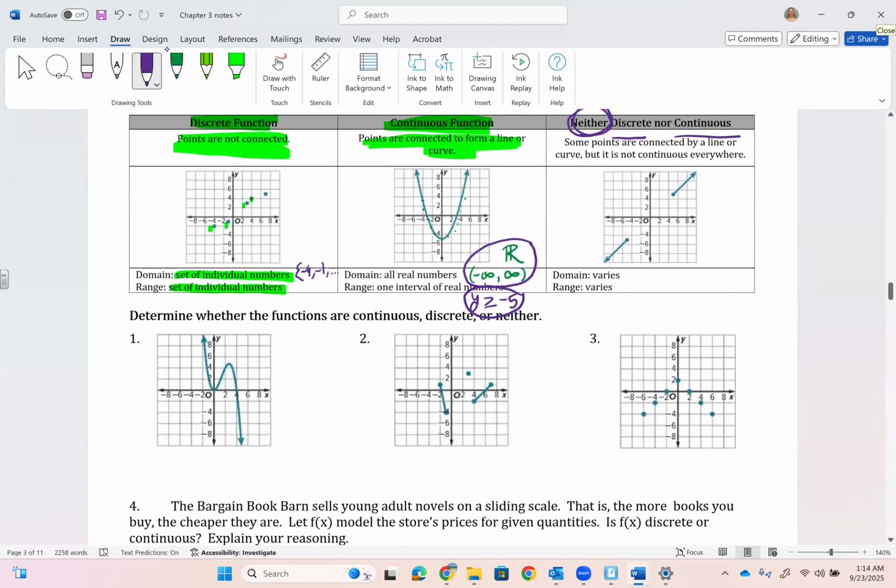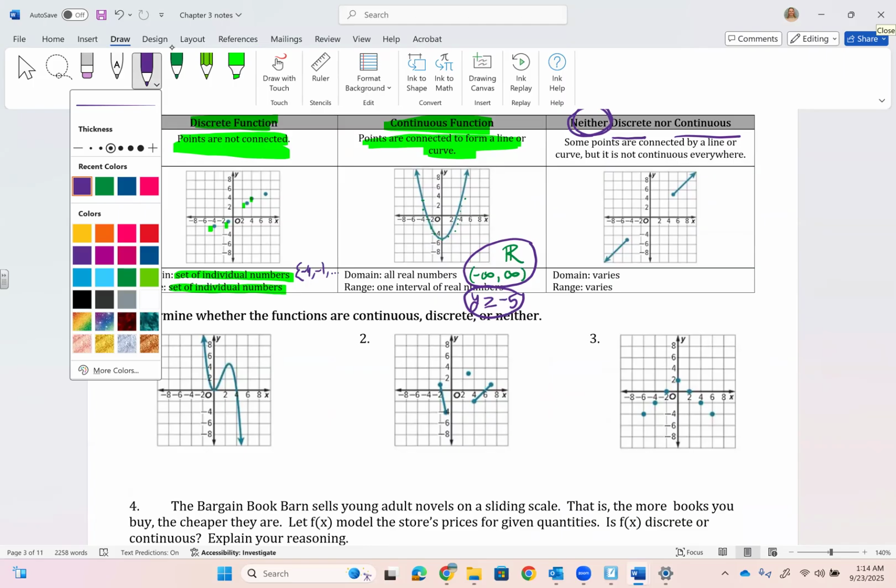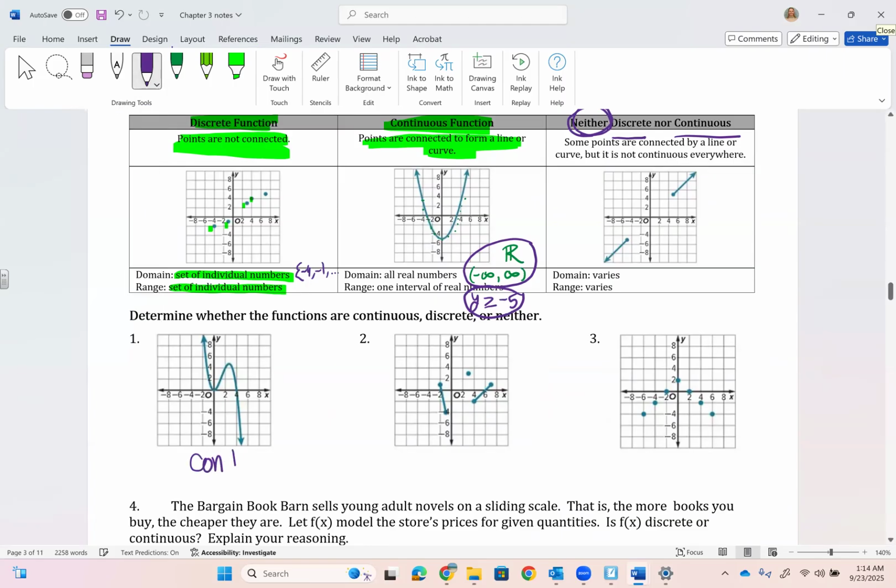So let's talk about this. Which of these is continuous, where you could draw the whole graph without picking up your pen? This would be continuous. And which one would be discrete? That'd be this. There's a bunch of distinct points, okay? Not connected. This one here has some connected, some not. This would be neither, okay? It's not continuous for the whole thing. It's not just a set of individual dots. There's some that are connected and some that are not.